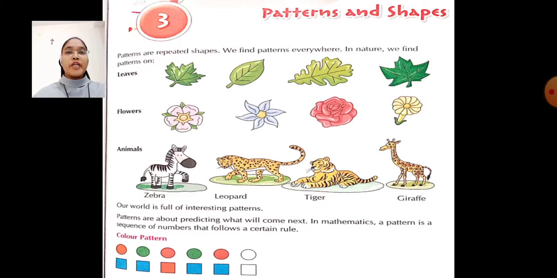Patterns are repeated shapes. We find patterns everywhere. In nature, we find patterns. Dear students, in your textbook you can see the different patterns and shapes of leaves, flowers and animals, isn't it? And down you see color pattern. The different colors are given in different shapes.